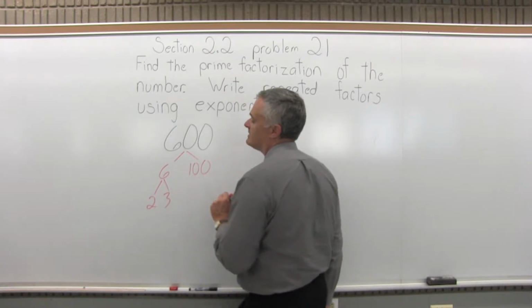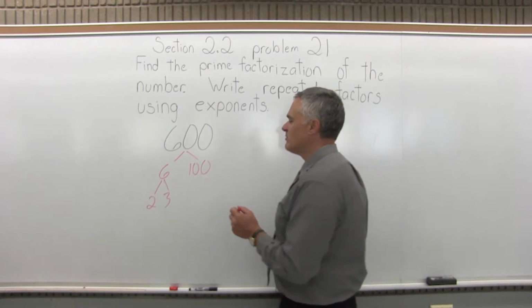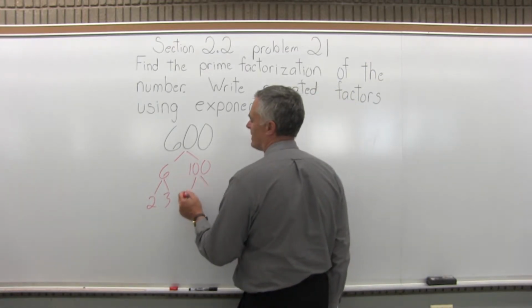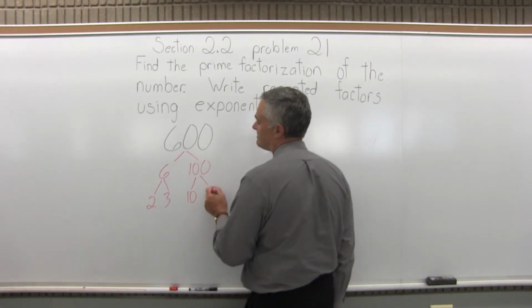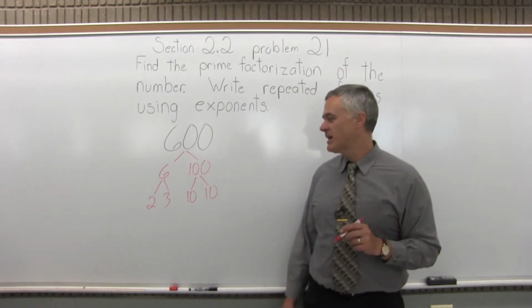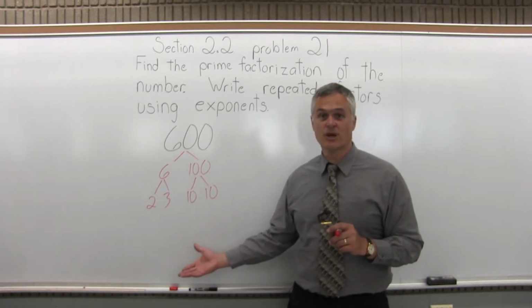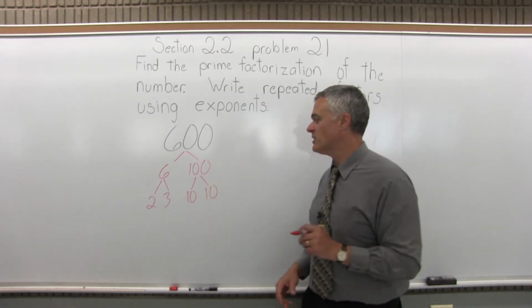So 6 can be written as 2 times 3. 100 you can break down many different ways. The first thing I think of is 10 times 10. Many other ways to make a 100, but 10 times 10 is the first thing in my head. Again, let's say you went to 25 times 4. In the end, you just have the same prime factorization. I saw 10 times 10 first.